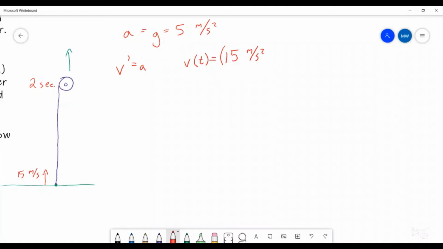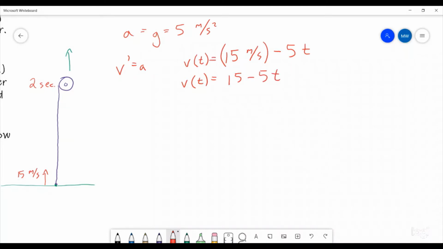So it's 15 meters per second. Oh, just 15 meters per second. That's how fast I originally threw it, but then gravity is going to be slowing it down. So I'm going to be losing 5 meters per second every second. So that means my velocity as a function of time is going to be 15 minus 5t.